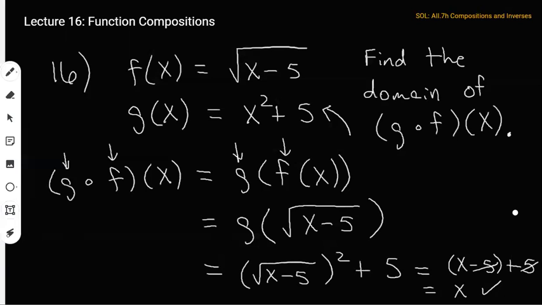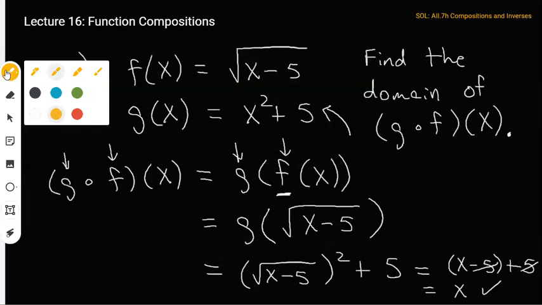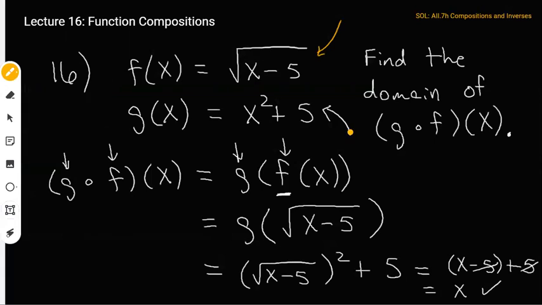But it says find the domain. The domain is a set of all x values. So which x values can I put inside this function? Well, you would have to start off with f of x, right? So what's the domain of f of x? Which x values can we put in for x? The only x values that we can put in are numbers that are greater than or equal to 5. So x is going to be greater than or equal to 5.